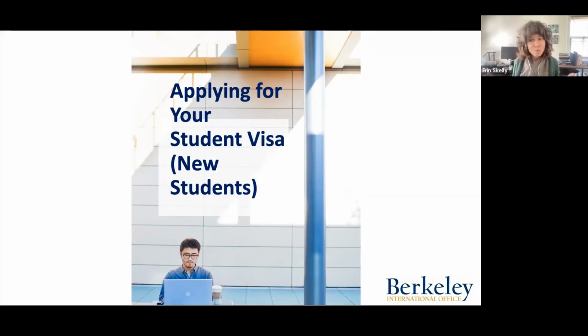So first stop, just making sure you're in the right place. You should be attending this webinar if you are a new student to UC Berkeley, and you're coming here on a student visa for fall 2022, sponsored by UC Berkeley. That means you're receiving an I-20 or DS 2019 document from us, and you're going to use that to apply for a visa or to apply for entry to the US to study here at UC Berkeley.